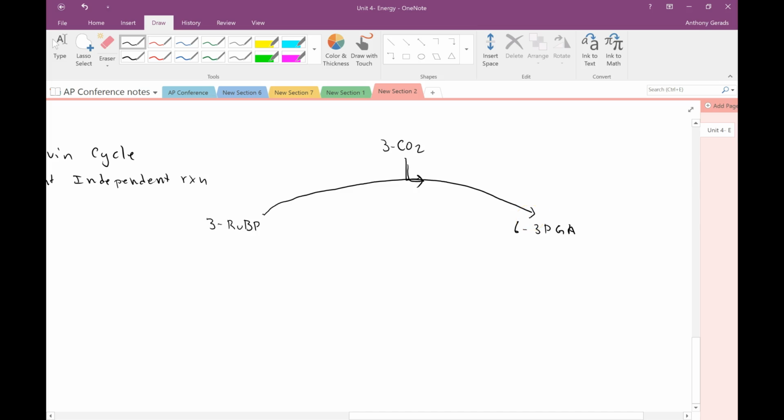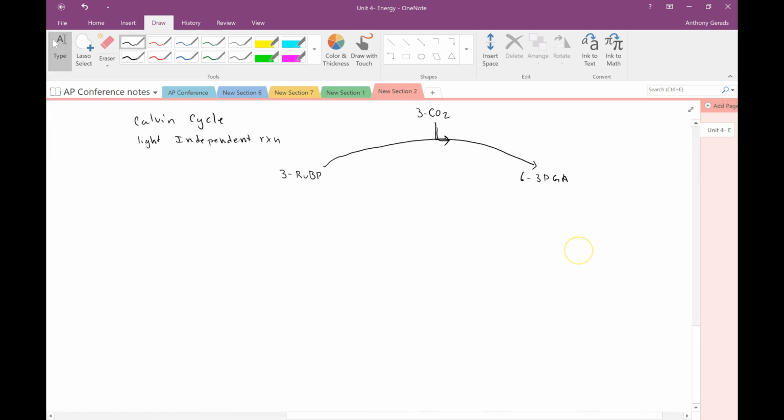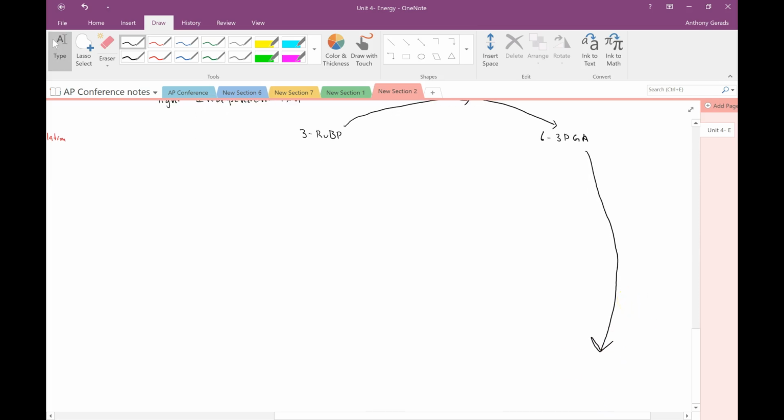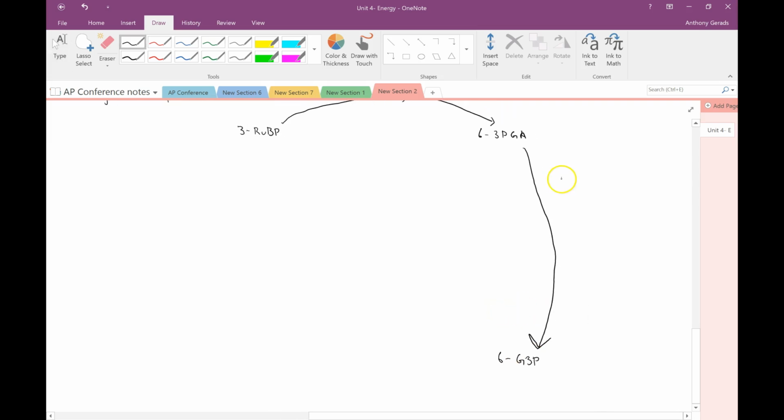Okay? It forms 6 of these 3-PGA molecules. And those 6 3-PGAs are going to get rearranged to form, hey guys, cut the talking, please, okay, to form 6 G3Ps. And in doing that, okay? I've got to have 6 ATP come in and 6 ADP come off. Where did those ATP come from?